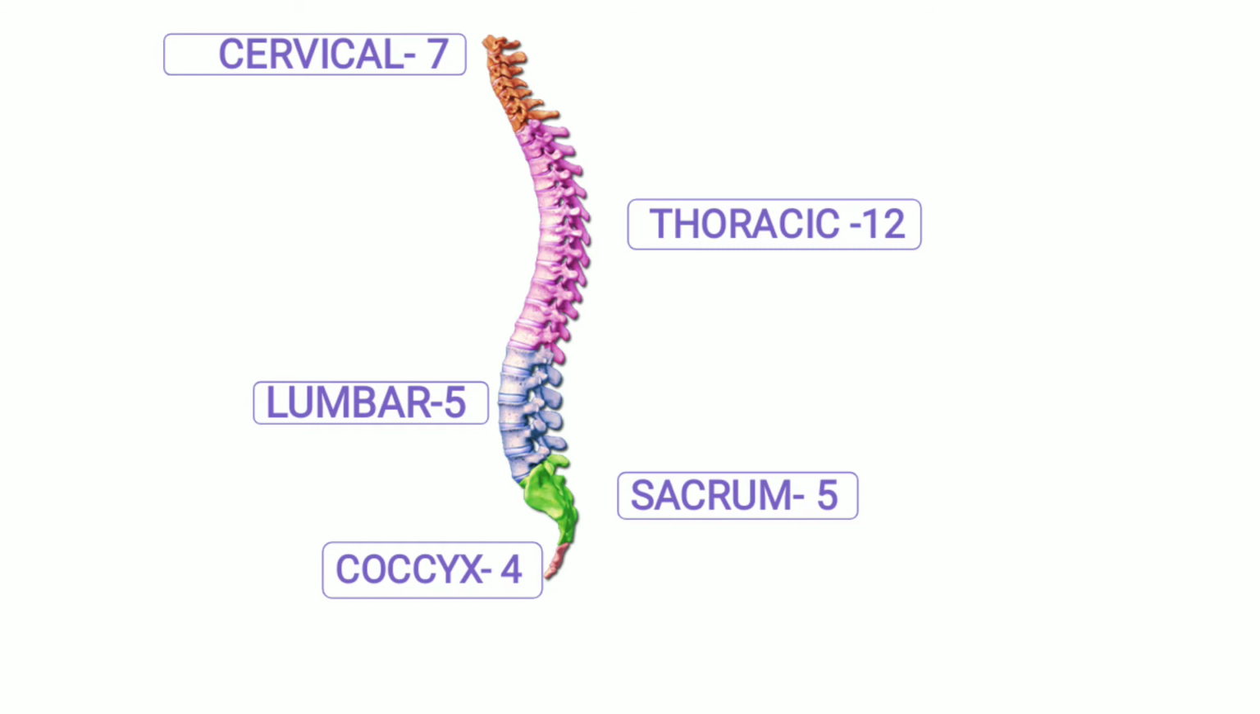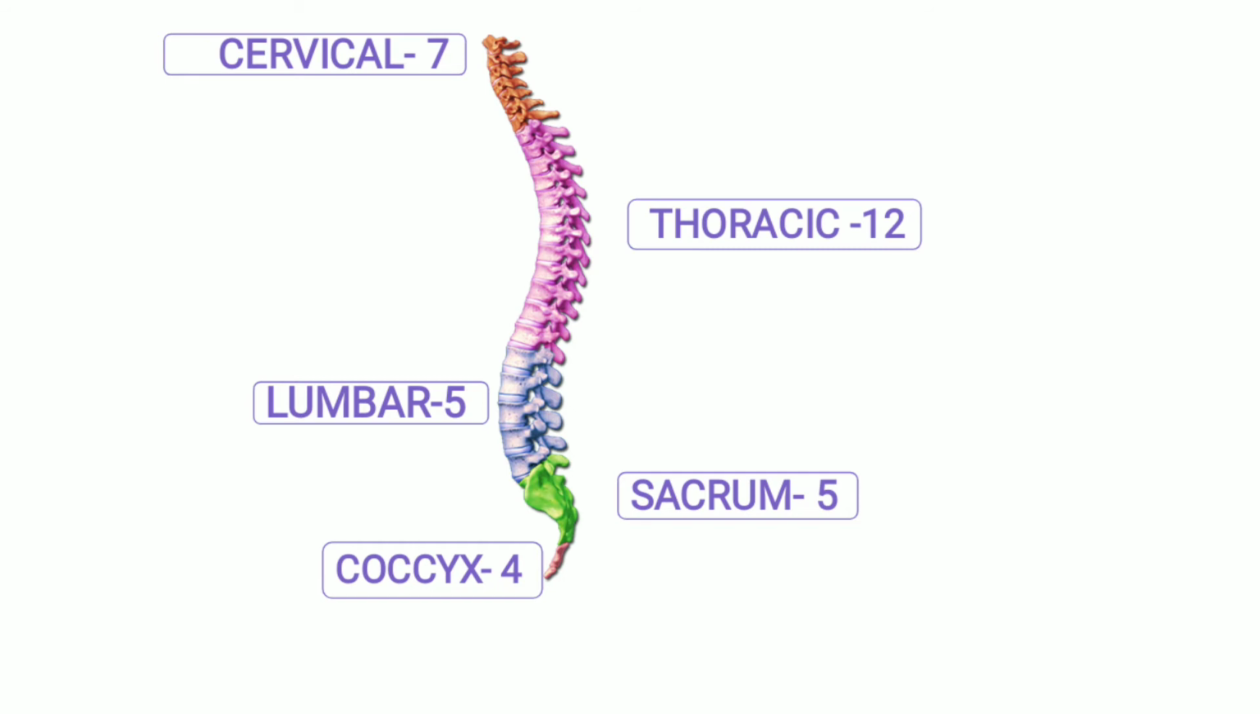Then the next one is the sacrum. They are 5 in number and they are fused together. The bones here are fused together. And the last one is the coccyx, that is 4 in number, which is also called the tailbone.